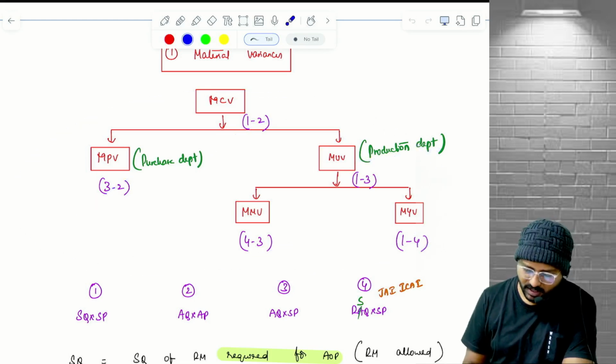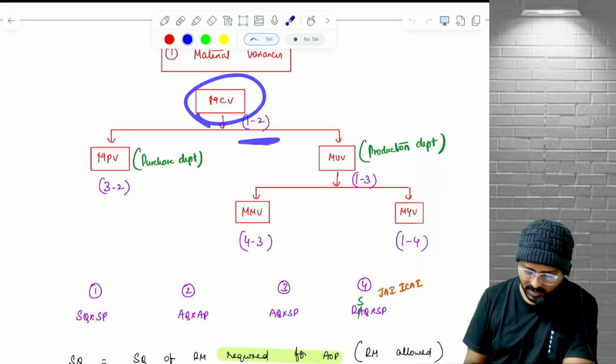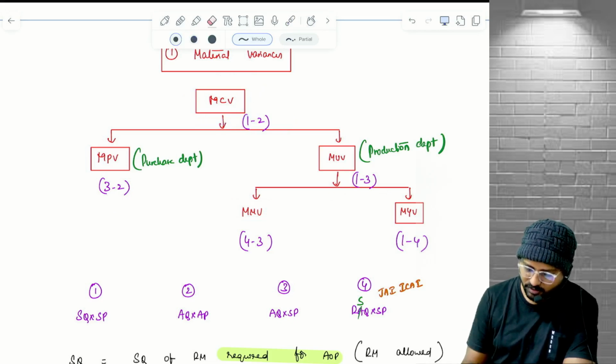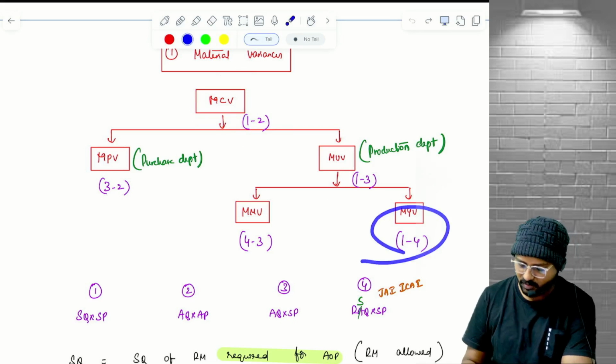Okay, right. So for cost variance, what is the formula? 1 minus 2. Price variance, 3 minus 2. Usage variance, 1 minus 3. Mix variance, 4 minus 3. And yield variance, 1 minus 4.